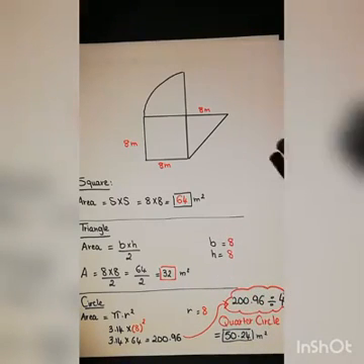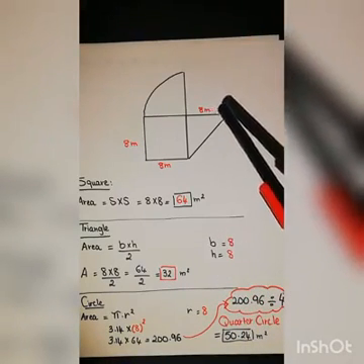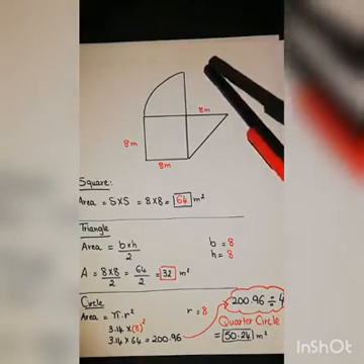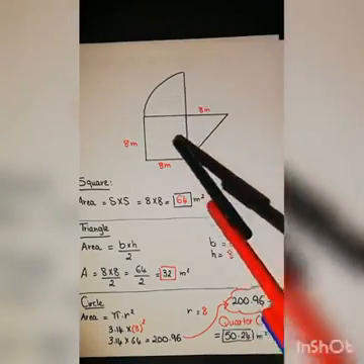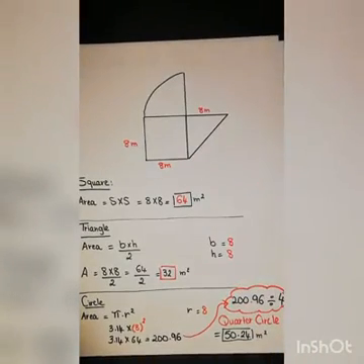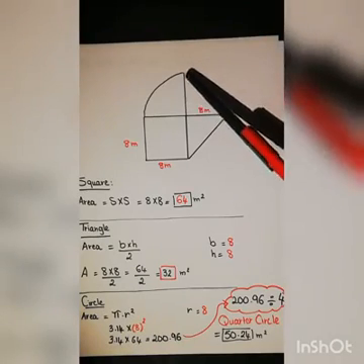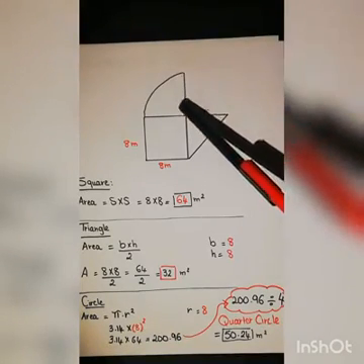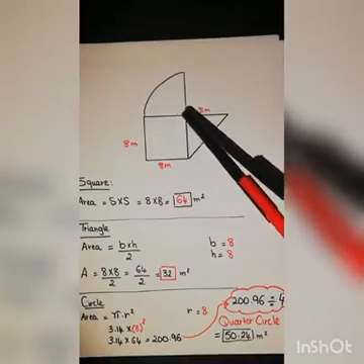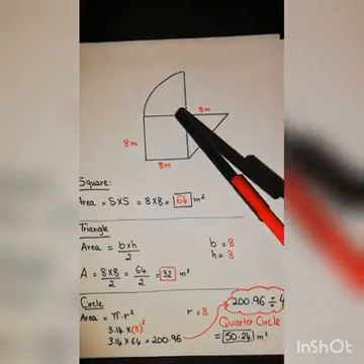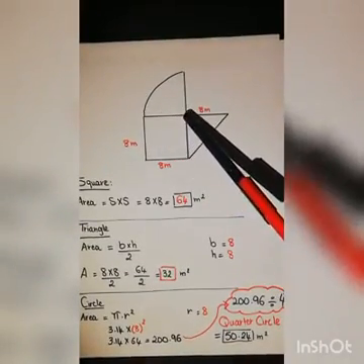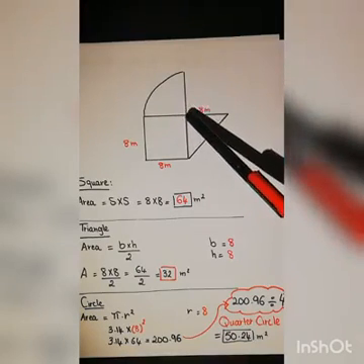The last shape is the circle. Actually, we have a quarter circle, so we're going to find the area of the whole circle, and then divide the result by 4. The area of the circle is pi r squared. So where is the radius? This is the radius, and this is also the radius, and it is 8 meters because it's one side of the square.